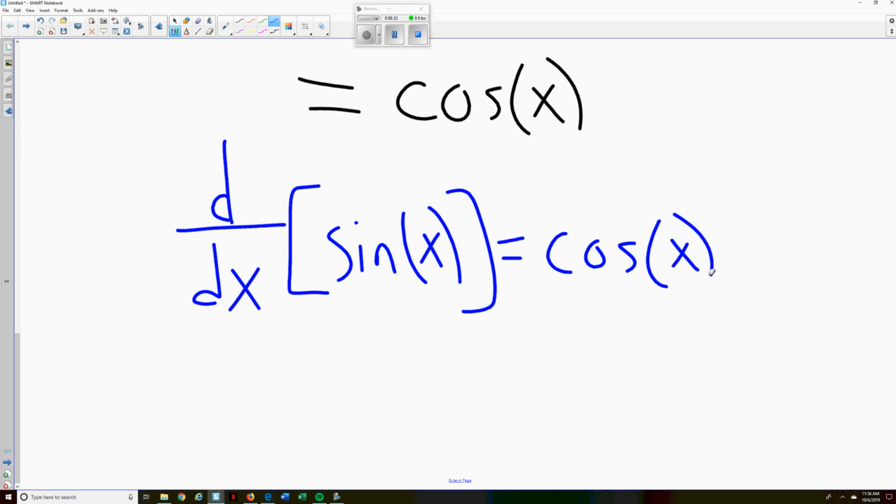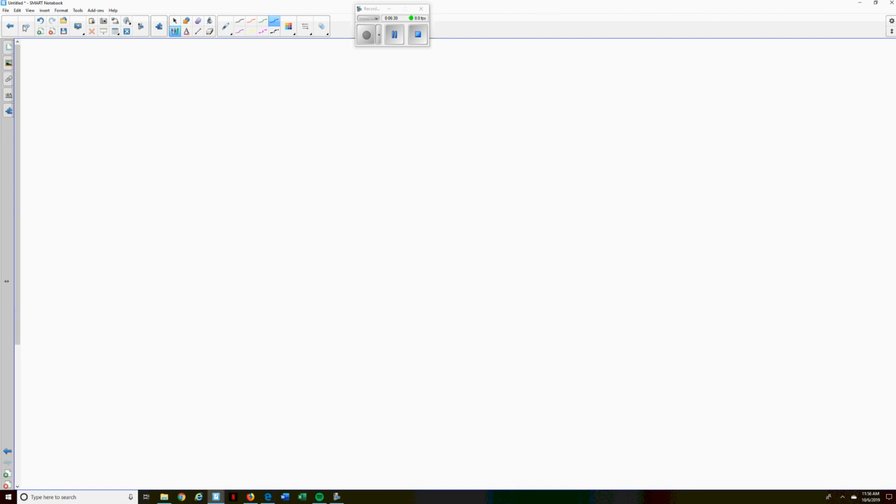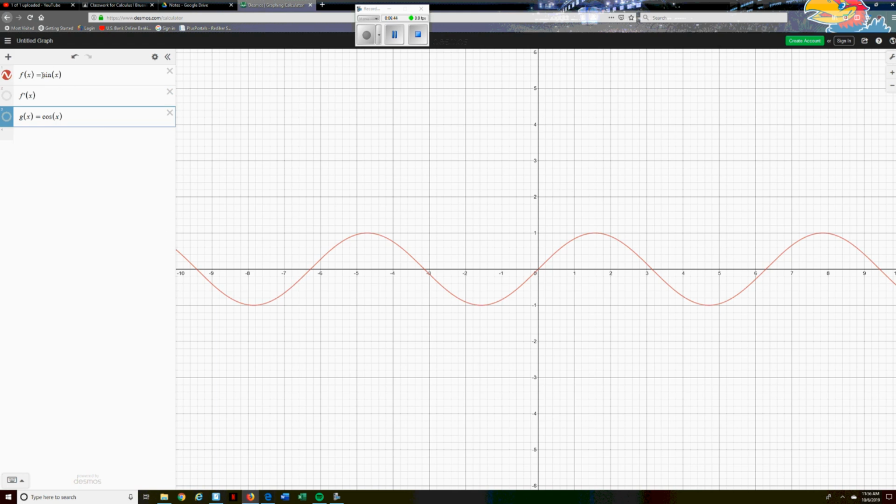Okay. Let's take a look at this from a graphing perspective. There we go. Okay, here is sine of x, and I'm going to let Desmos graph f prime of x. So notice that's a very similar curve. You've probably seen that before, because notice I'm going to turn on g of x equals cosine x, and the derivative and the cosine x graph are exactly the same.